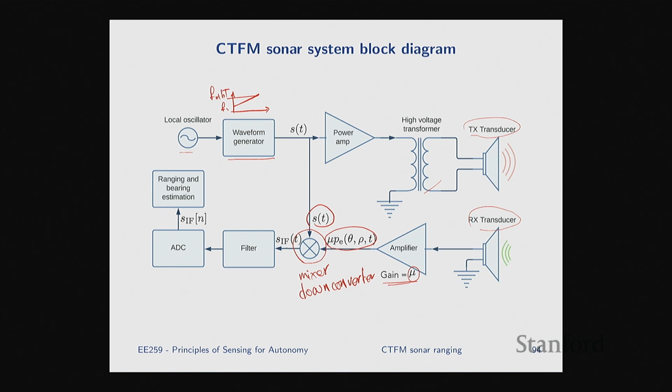So if this is done right, then this is what we call S sub IF, IF for intermediate frequency. This should be a signal whose frequency is that delta F, which is proportional to the time of flight tau. And then you filter that, you take that through the ADC, and then you can do ranging and bearing estimation in the digital domain.